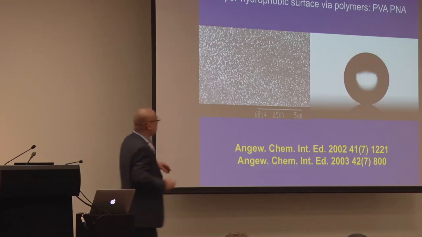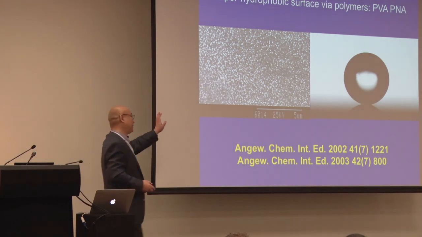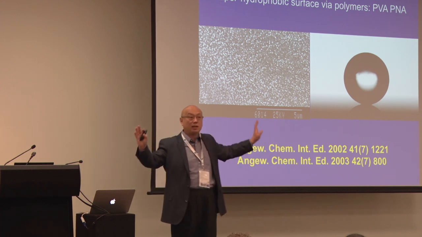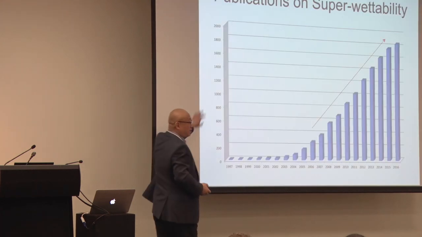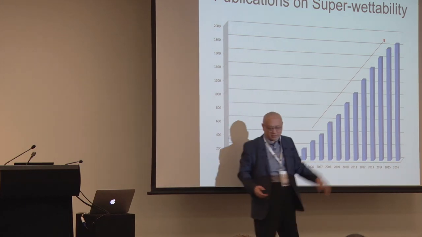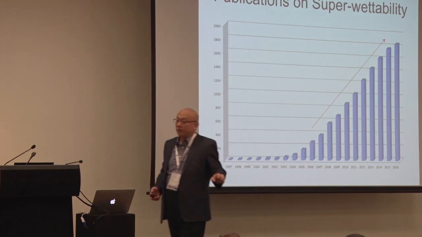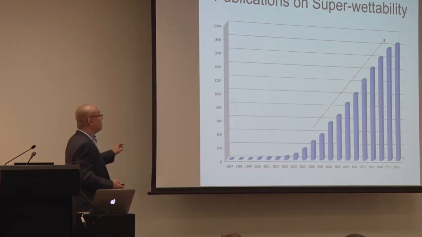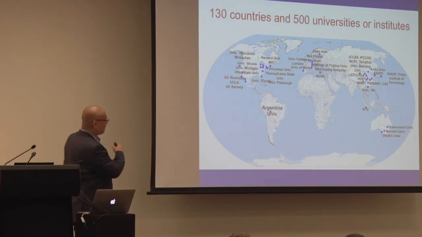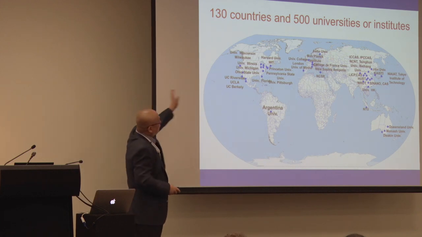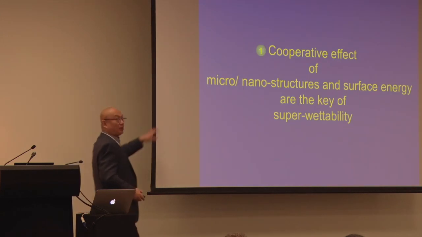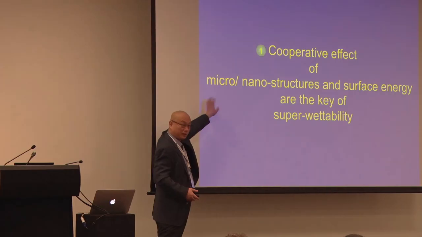After that, we tried to use nanofiber and realized super hydrophobic without any fluoropolymer modification. And then many material scientists followed up, moving very fast. Last year, more than 1,800 publications came from all over the world, from 30 or even 40 countries, and 500 institutes and universities follow us. So find the rule from the facts.